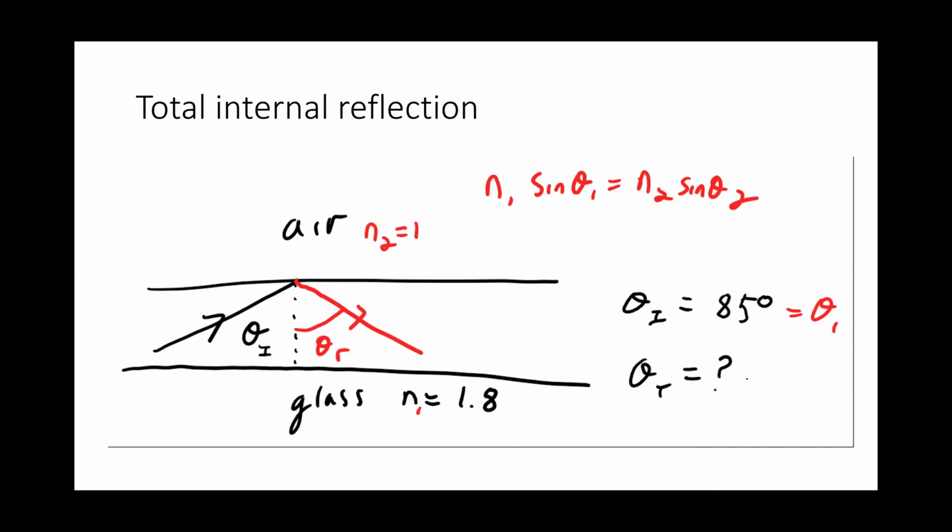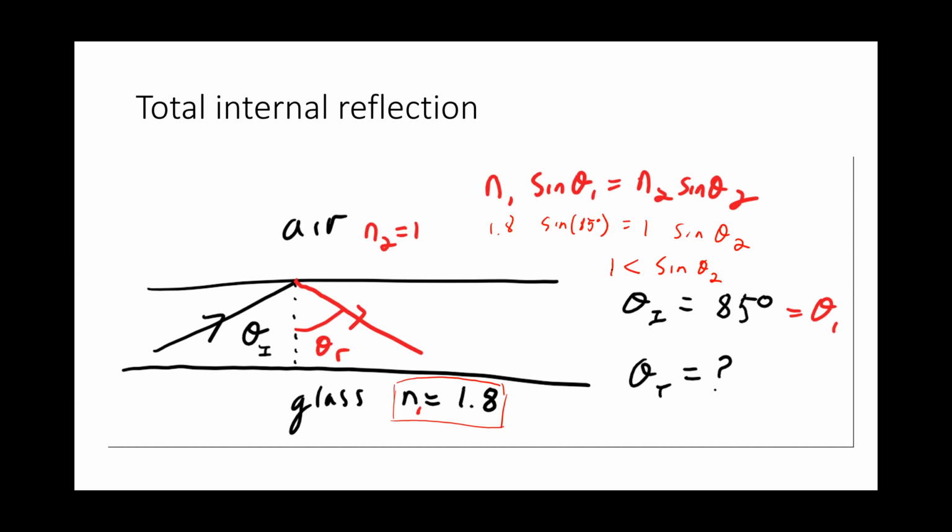We can arrive at a really interesting phenomenon with Snell's law, which is if I imagine light inside a medium with a high index of refraction, so let's say I have light moving inside glass with an index of refraction of 1.8, and that piece of glass is sitting in some air. If my light comes in at a steep enough angle, let's say an incident angle of 85 degrees, I have n1 equals 1.8, sine of 85 degrees is equal to 1 times sine of theta 2.